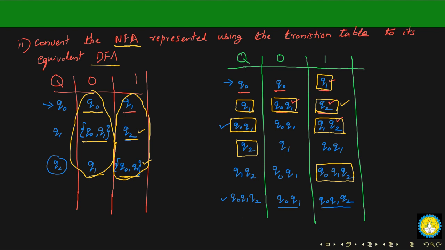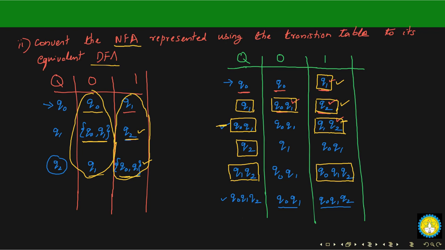Understand that during this process, whenever we encountered a new state, we wrote its transitions. The first new state we encountered was Q1, and then we wrote Q1's transitions. Upon writing Q1's transitions, we encountered two new states, Q0 Q1 and Q2. Then we wrote Q0 Q1's transitions and Q2's transitions. And when we wrote Q0 Q1's transition, we got another new state, Q1 Q2, so we also wrote the transition of Q1 Q2 here.